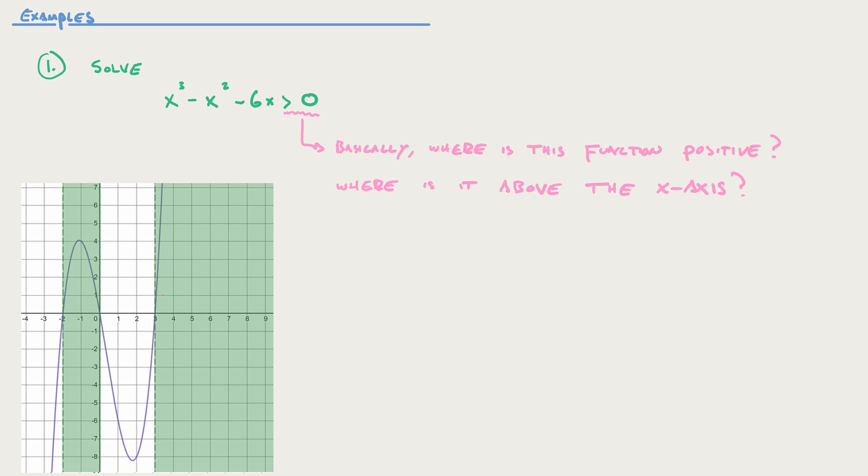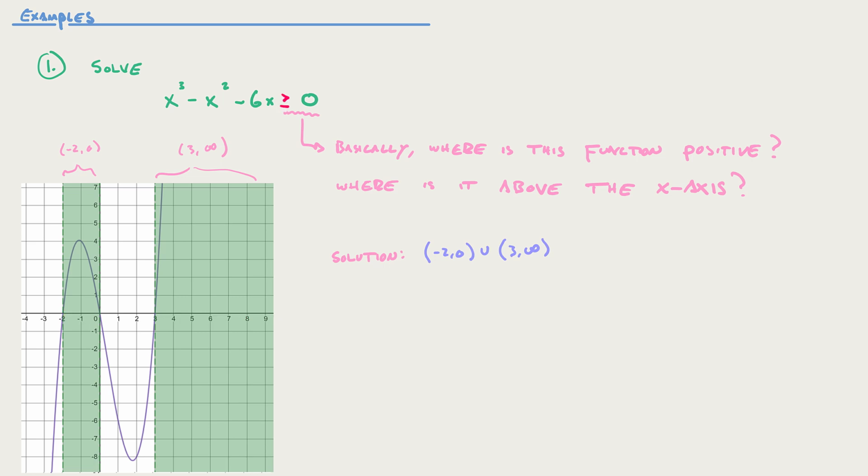And we're looking in the spaces where the function is above the x-axis. So it looks like it's above the x-axis between -2 and 0, and also above the x-axis between 3 and positive infinity. And so that would actually just be the answer. It's part of the domain that is your answer, right? It's the domain pieces where the graph is positive.